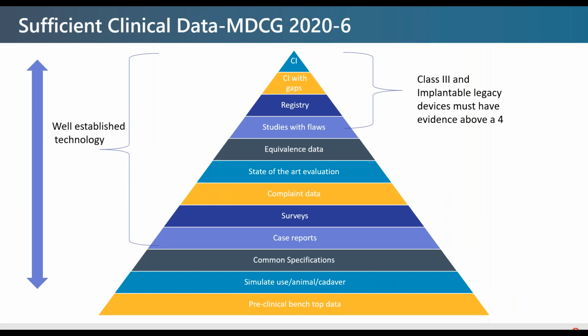So now that you've established you get to be here, you get to play in the game, now you need to prove that you have enough data for your device. So understanding sufficient clinical data can be an obstacle. Now this MDCG 2020-6 came out. It is for legacy devices, but it does kind of give us a hierarchy of clinical evidence, and it's a good roadmap for how to progress.